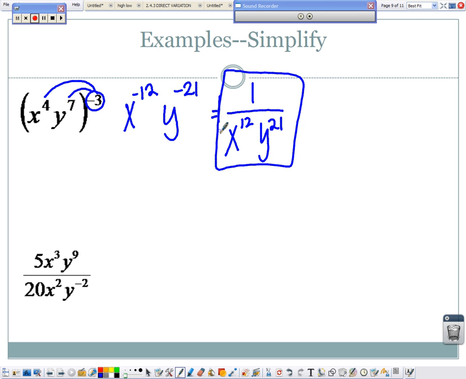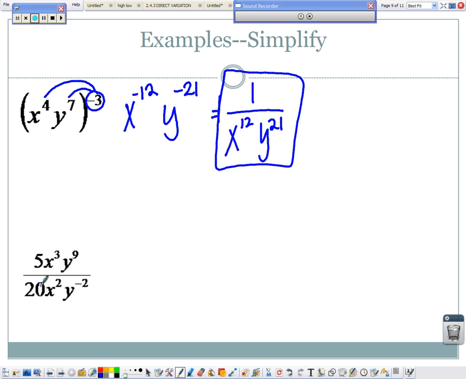Okay? All right, so let's go ahead and take a look at the bottom one. I have 5 over 20, or 5x to the 3rd y to the 9th over 20 x squared y to the negative 2nd. Now, first of all, before we even start, the 5 and the 20, remember, are not exponents. So I can only simplify those.